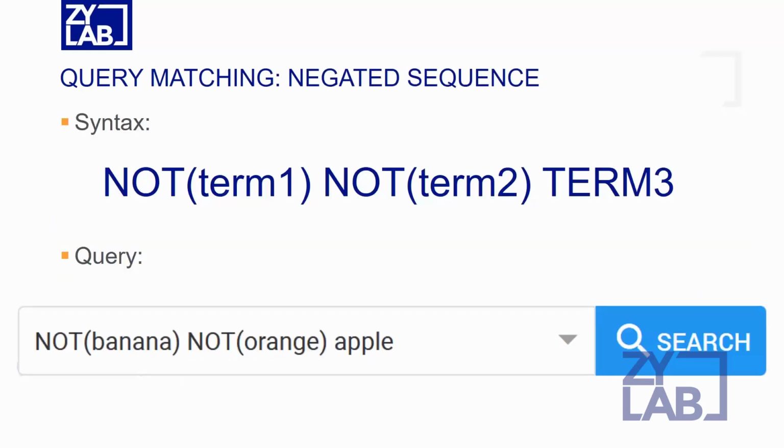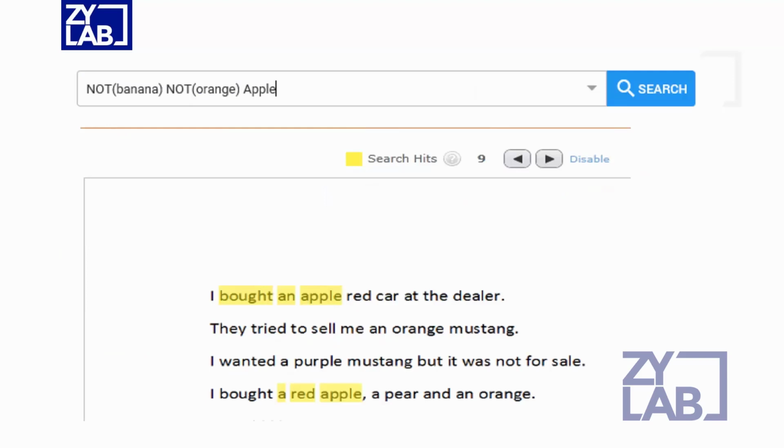The following syntax represents a sequence query containing a number of negated terms followed by a positive term. Consider the query not banana, not orange, apple. The intent of the query is to find the word apple with two terms preceding it that can be anything but banana and orange. Here is an example of what the query would return. Note that although the term orange appears in the document, because it does not fall within the queried sequence, the document is returned as a hit.